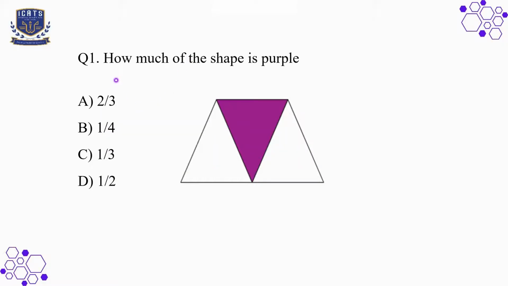Question number 1, how much of the shape is purple? Option A is 2 by 3, option B is 1 by 4, option C is 1 by 3 and option D is 1 by 2.